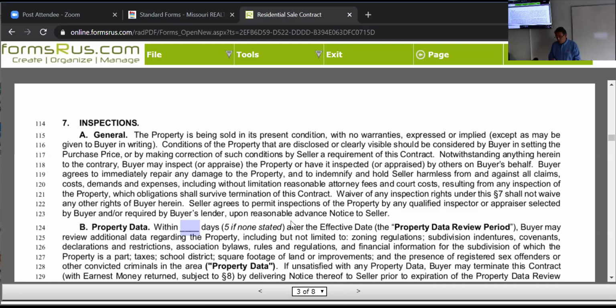But do all of this up front, has nothing to do with the inspection. These are changes that you want made so that your buyer is satisfied with buying that property. Now, then we get the inspection.